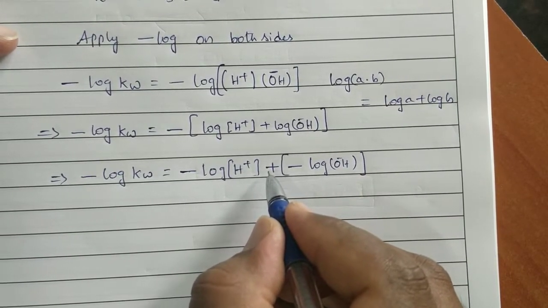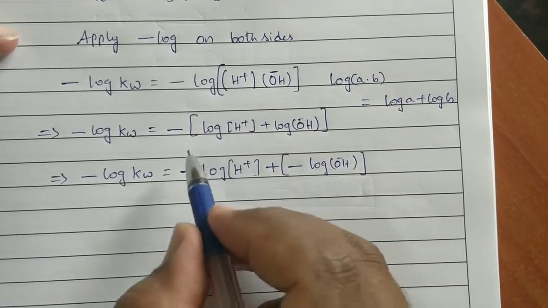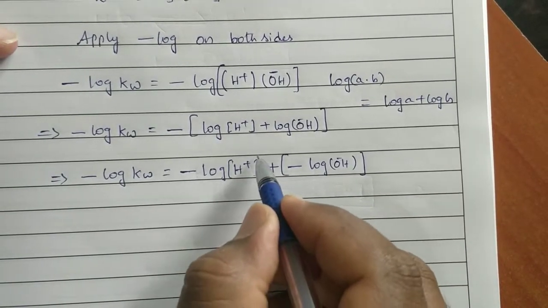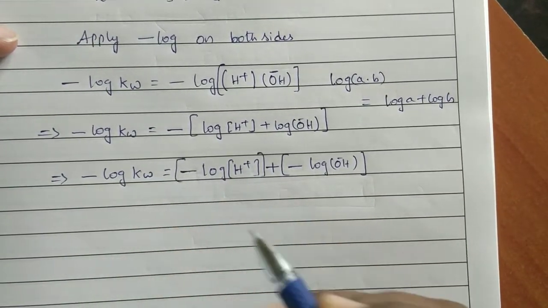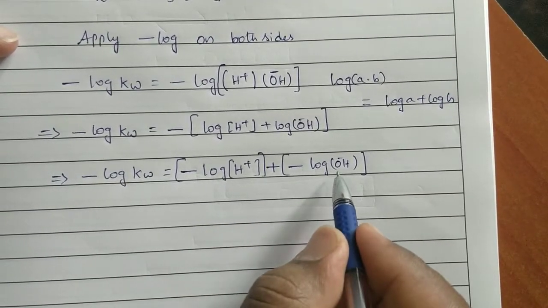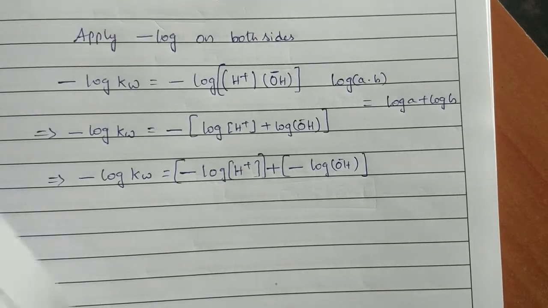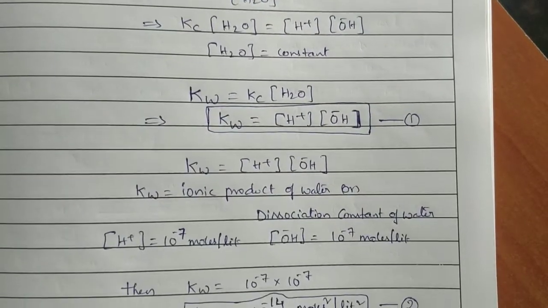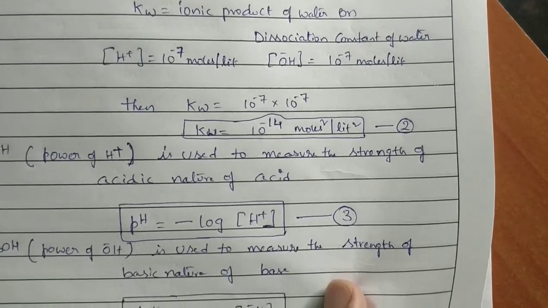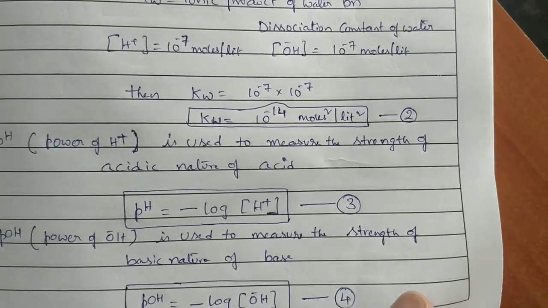Plus into minus minus only, so I did not change the value. Simply I kept minus inside. Observe, this is minus log H plus and this is minus log OH minus. Minus log H plus is called pH. Minus log OH minus is called pOH.